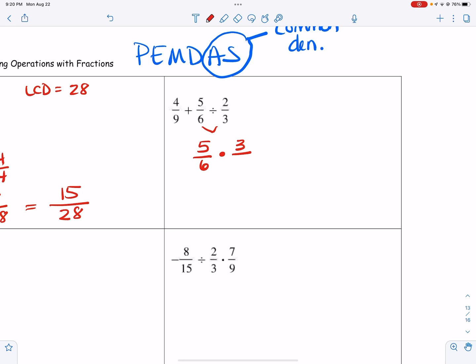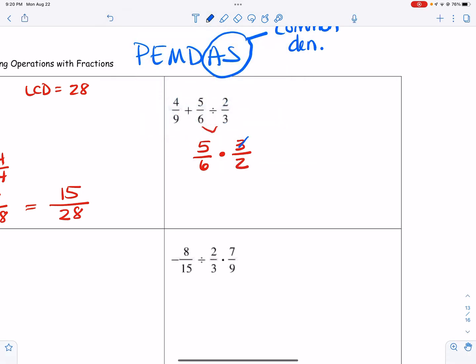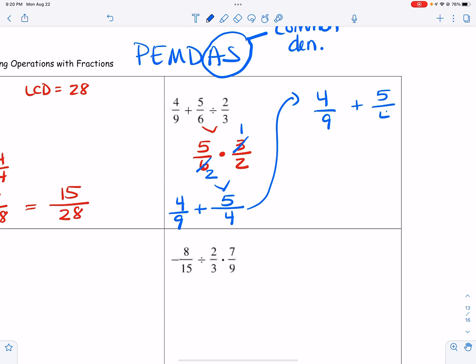multiplication, we flip the second fraction over. So 3 goes into 3, 3 goes into 6, so that leaves me with 5 times 1 over 2 times 2. And then I bring down the 4 9ths. So I'm going to come up here so we have a little bit more room. 4 9ths plus 5 4s.